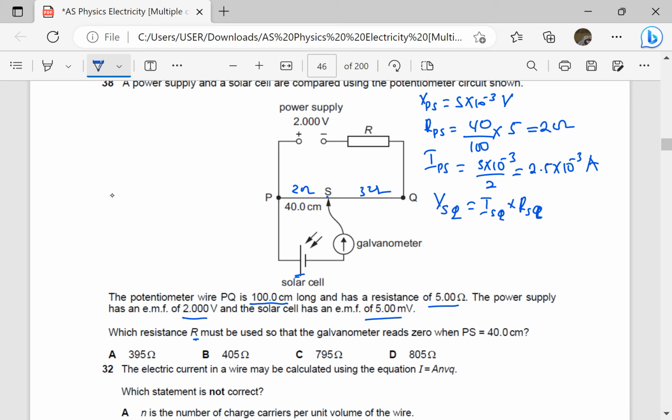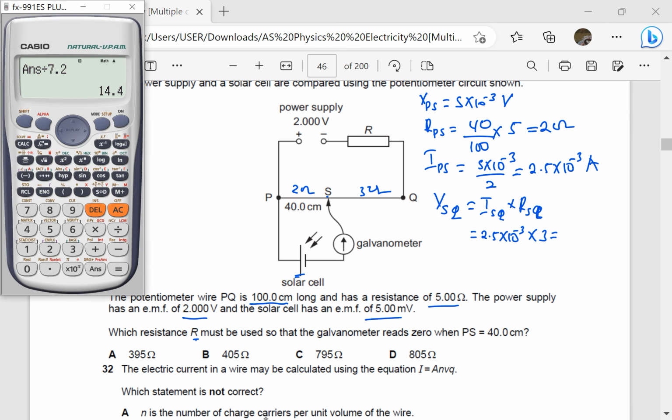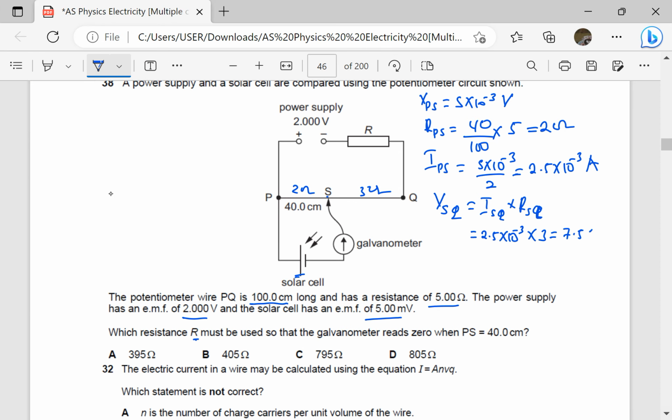If there's no current flowing through the galvanometer, then the current through PS is the same as the current through SQ. So this is going to be equal to 2.5 times 10 power negative 3 times 3, which gives us 2.5 times 3, I think that is 7.5. So this is 7.5 times 10 power negative 3 volts. That is the PD across SQ.